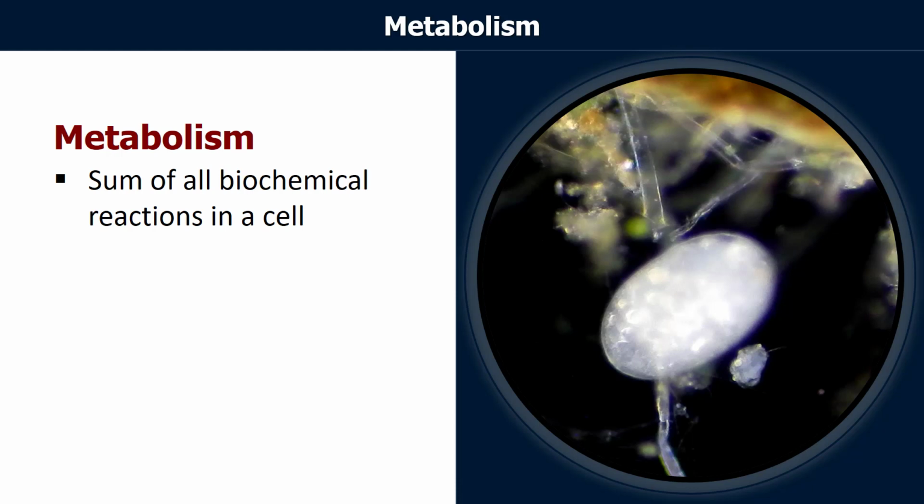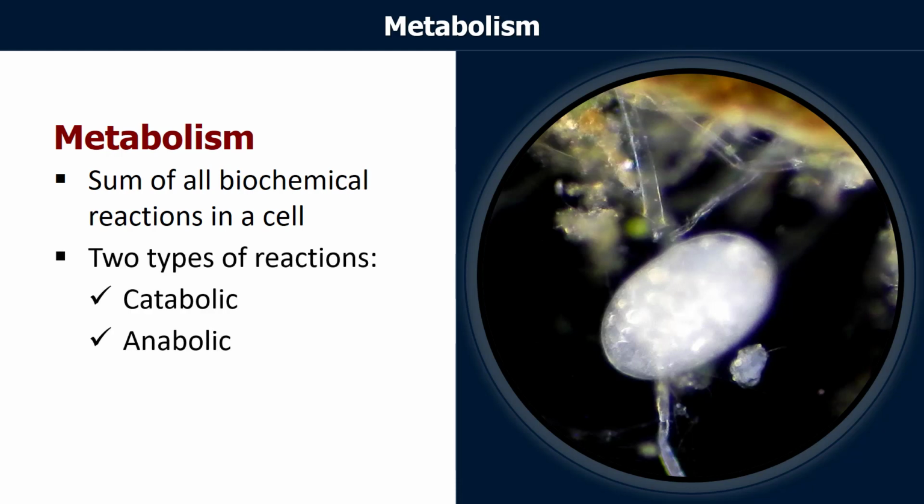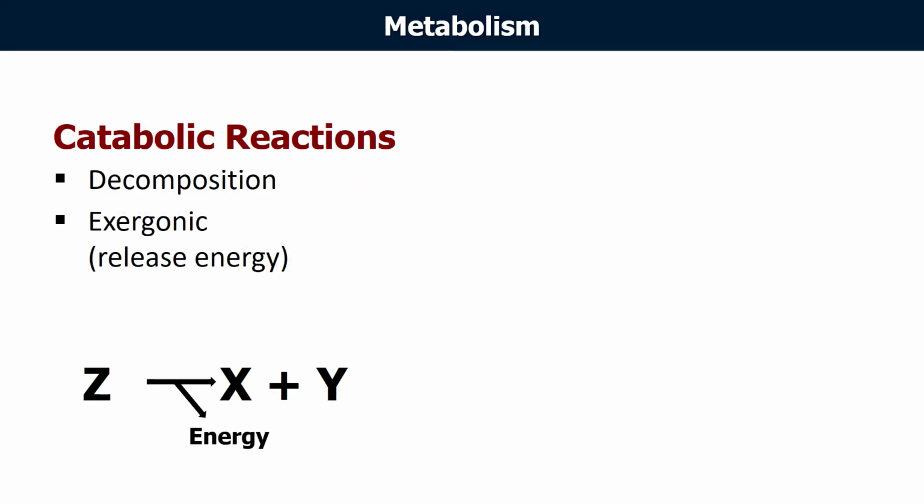So again, in our last video, we defined metabolism. We said it was the sum of all biochemical reactions that are occurring in a cell. And we said there's 2 types of metabolic reactions, catabolic and anabolic. Catabolic reactions are decomposition, taking things apart, so Z breaking down into X and Y. So we're breaking bonds, and when you break bonds, you're releasing energy. And the name for that is exergonic. So exergonic reactions release energy.